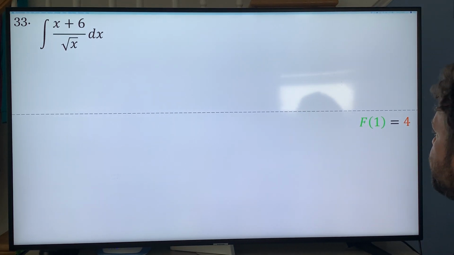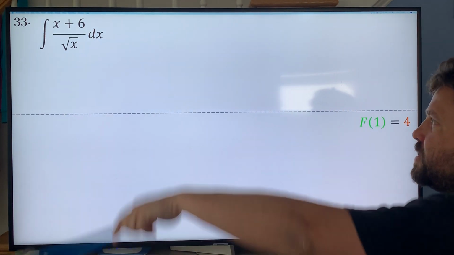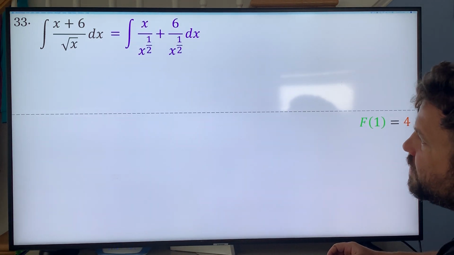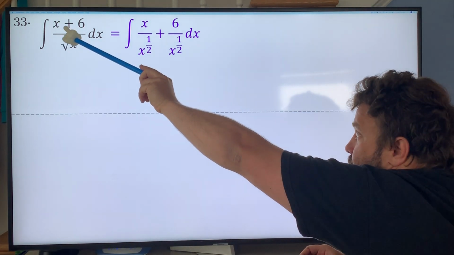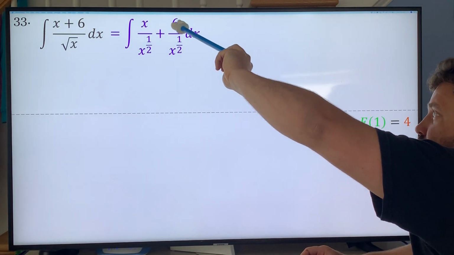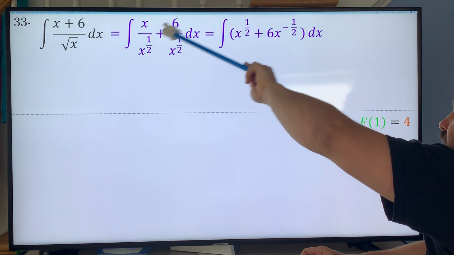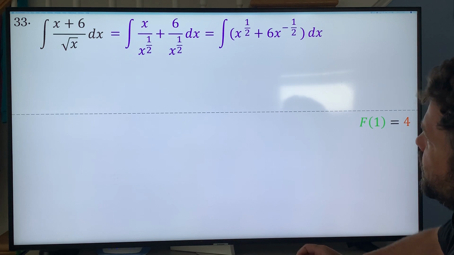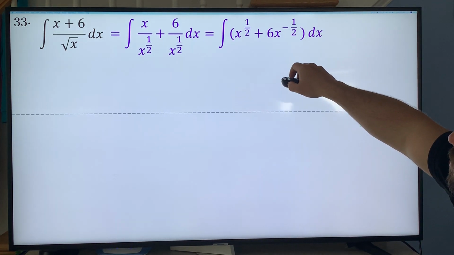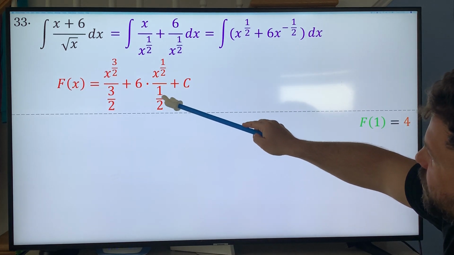All right, let's try 33. All right, this one. I already give you a whole page for this. That's extra, right? Well, this is the one where you have to rewrite it. You have x to the 1/2 on top. So what you can do is you can either turn this to x to the negative 1/2 and distribute it to both of these, or I just like to divide them both by x to the 1/2. 1 minus 1/2 is x to the positive 1/2. 6 divided by x to the 1/2 is x to the negative 1/2. Derive both of those. 1/2 plus 1 is 3/2. X to the 3/2 over 3/2 plus 6 times x to the 1/2 over 1/2 plus c.